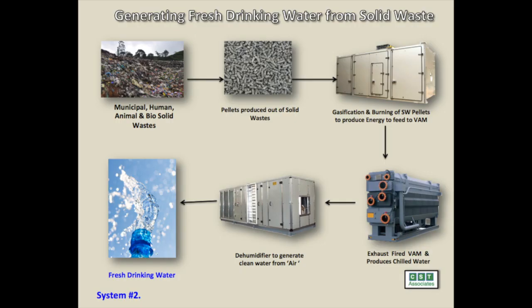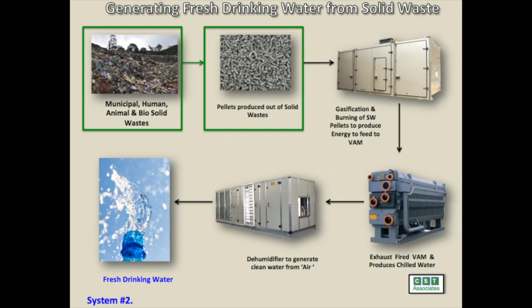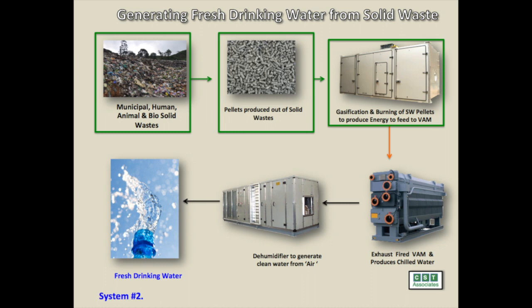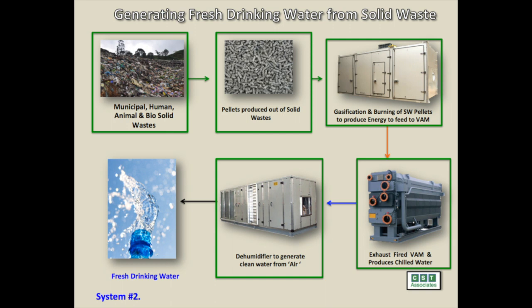The system of condensing water from air consists of 5 major components. The first component is solid waste. In the second stage, solid waste is converted into pellets with uniform calorific value. These pellets are burned in a gasifier. Gasifier heat is made to pass to the vapor absorption machine, which produces chilled water at 7 degrees centigrade, and the chilled water is made to pass through the dehumidifier. This condensed water can be further filtered for making it drinkable, or can be directly used for the process.